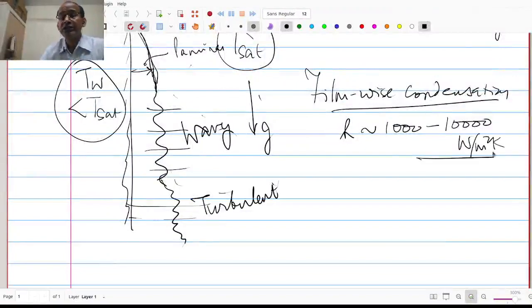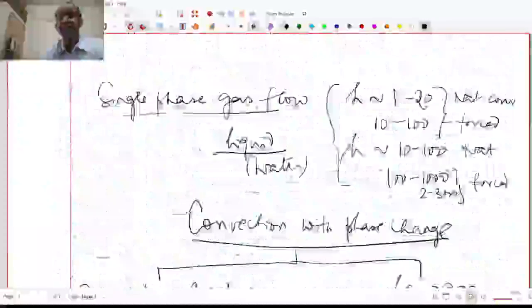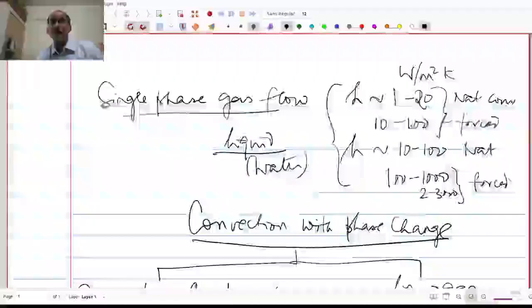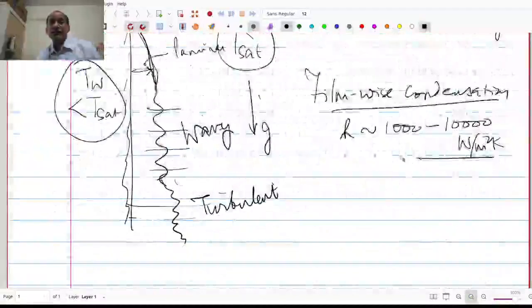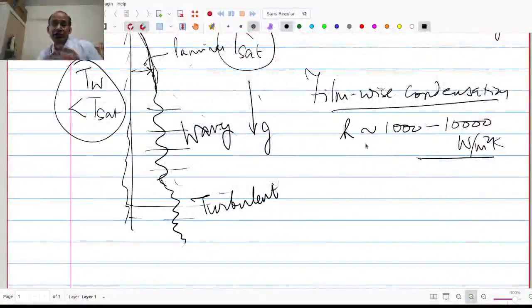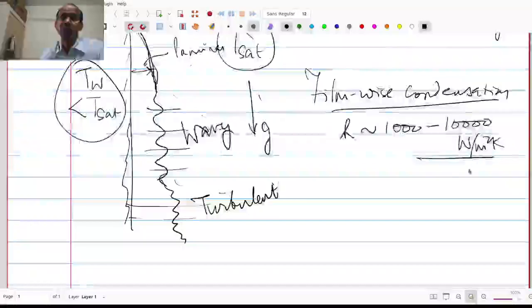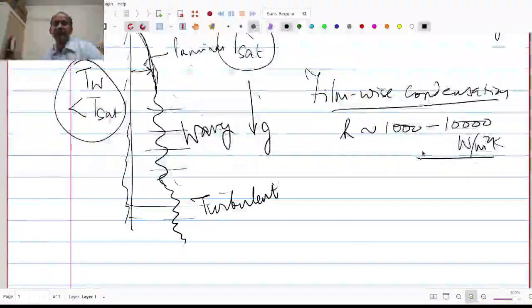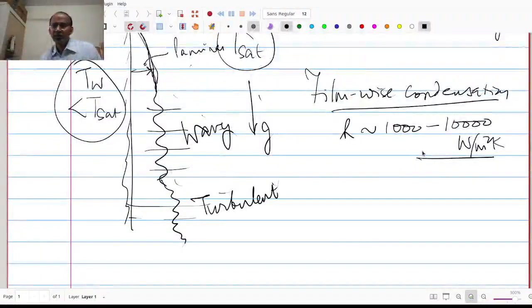Okay, so this is the value of h. All of these are in watts per meter square Kelvin that I wrote the values. Sorry about missing the units there. So film-wise condensation shows heat transfer coefficients in the range of 1000 to 10,000 watts per meter square Kelvin, depending on which region you are in. When it is turbulent, the values are higher. When it is laminar, the values are lower. And this is typically what you get in film-wise condensation of typical liquids like water. Okay.